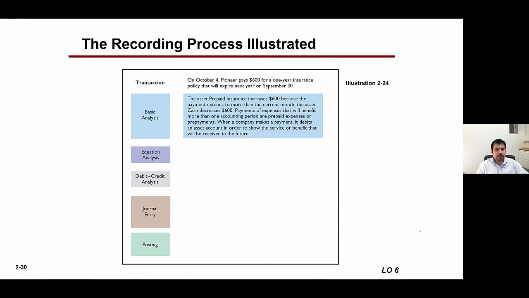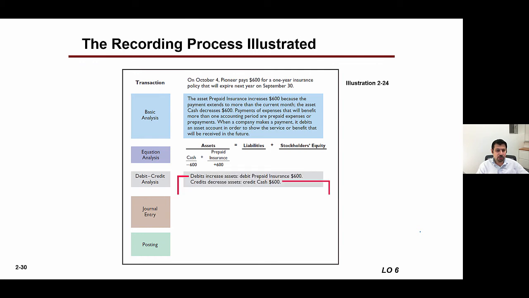As a result, cash has decreased $600, and the asset prepaid insurance has increased by $600. We know that debits increase assets, so we debit prepaid insurance $600, and credits decrease assets, so we credit cash $600.